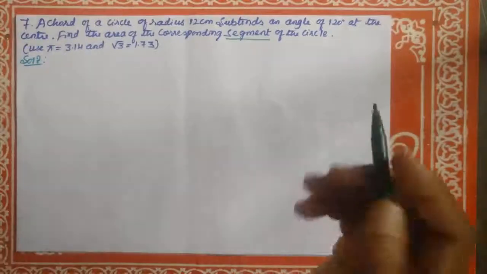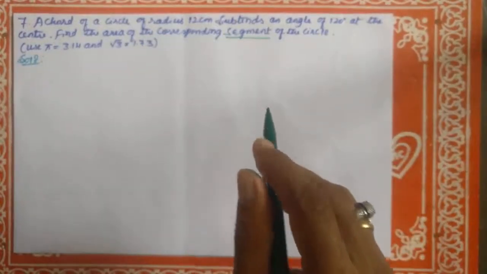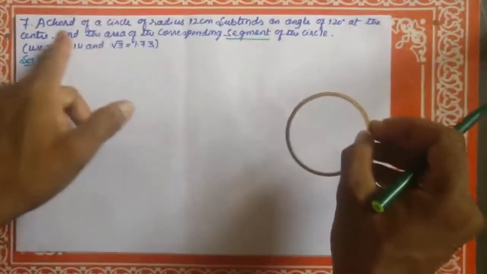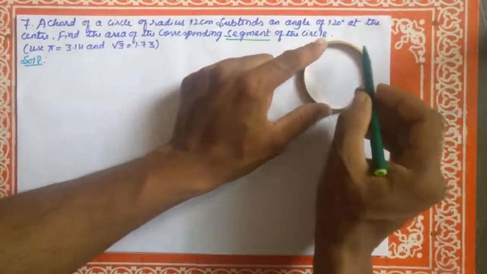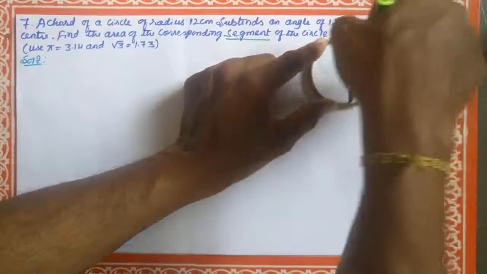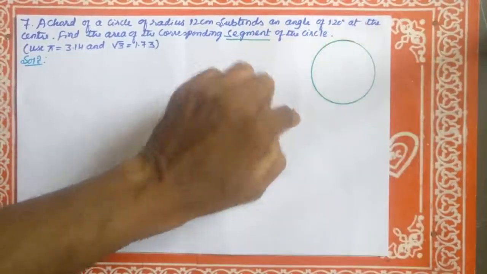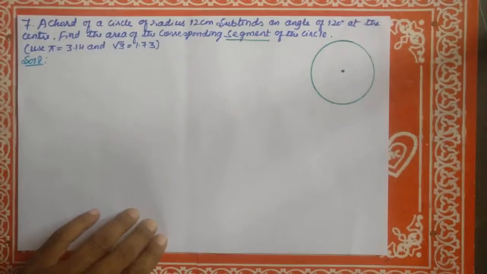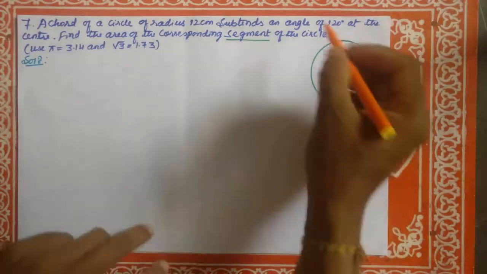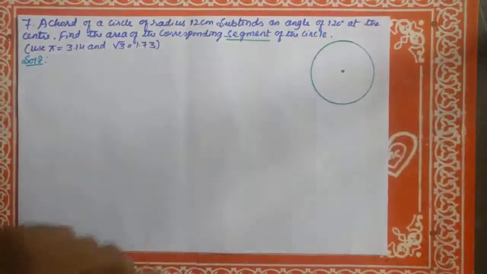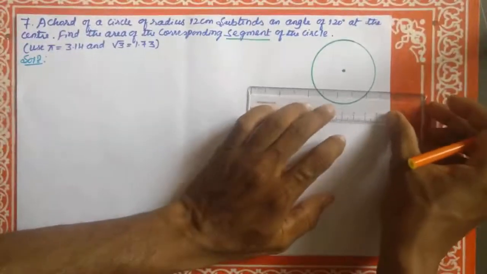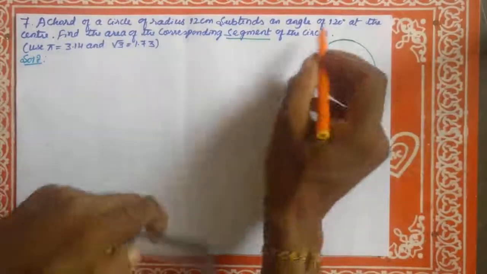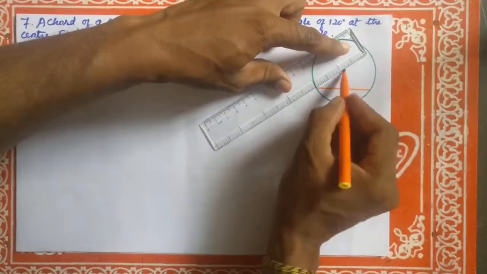In the earlier class we already discussed the definition and meaning on areas related to circles. A chord of a circle of radius 12 centimeter. I will draw it here. Circle of radius how much? 12 centimeter. It subtends an angle of 120 degree. I will draw a chord.